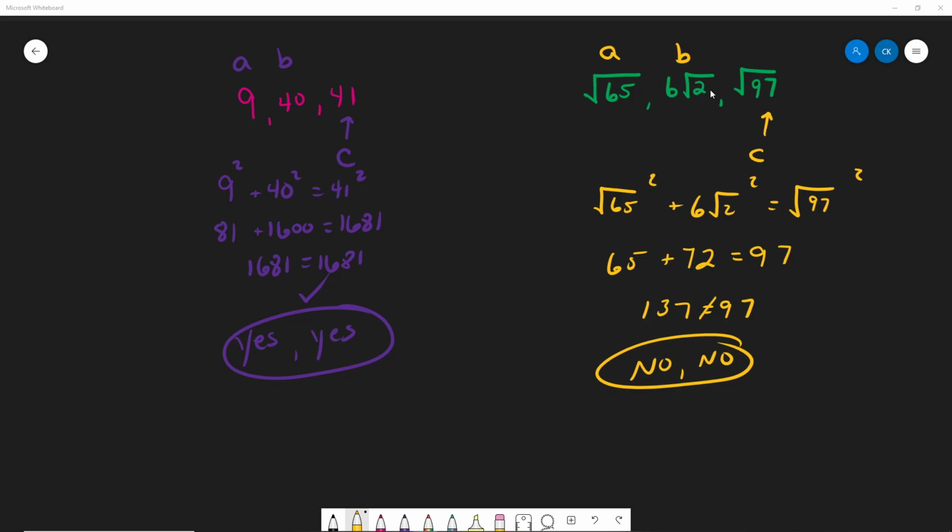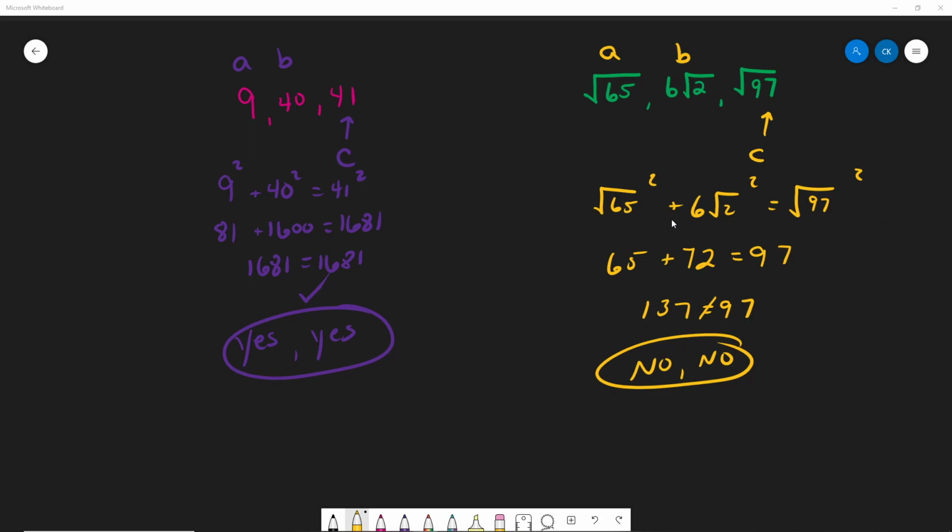Now over here, this one may have been a little bit more difficult for you, but really it's not too bad. We do have to determine which one of these is the biggest, so you may want to plug it into the calculator just to get a decimal approximation of each of these. And if you do that, you realize that the square root of 97 is the biggest number. So this is going to be my C, this is my A, and this is my B.